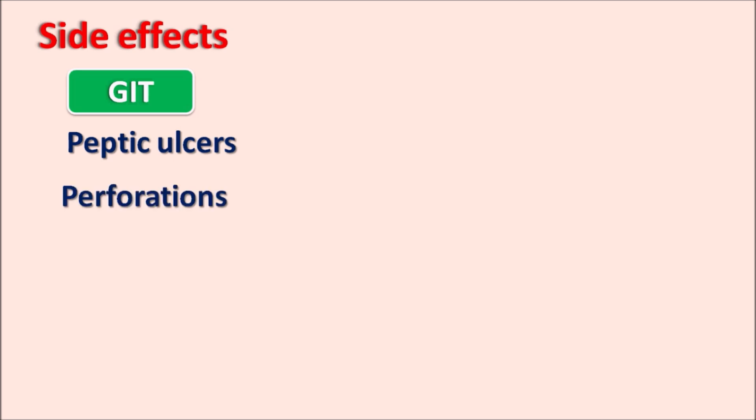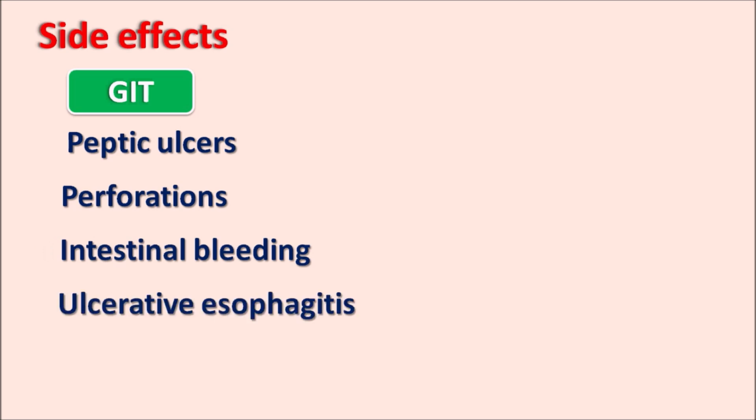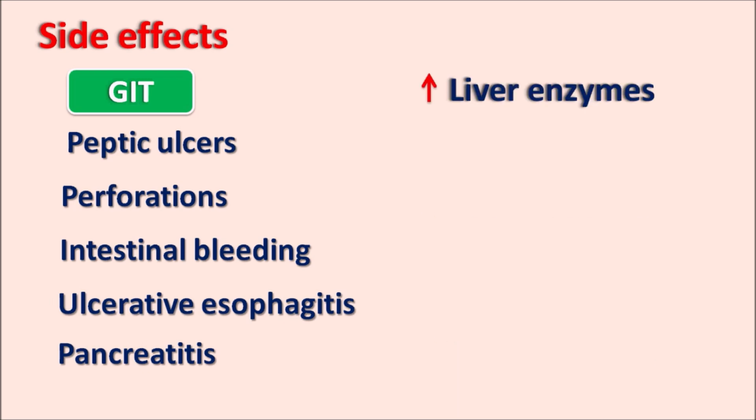For instance, it can act on the gastrointestinal system such that it can produce a few side effects like peptic ulcers. Already we have seen it can increase the ulceration. It can increase intestinal perforations, which lead to intestinal bleeding, ulcerative esophagitis, pancreatitis. All these are observed with methylprednisolone. And it can also increase the liver enzymes such as SGPT as well as SGOT. So all these side effects should be closely monitored when this drug is given for longer periods.